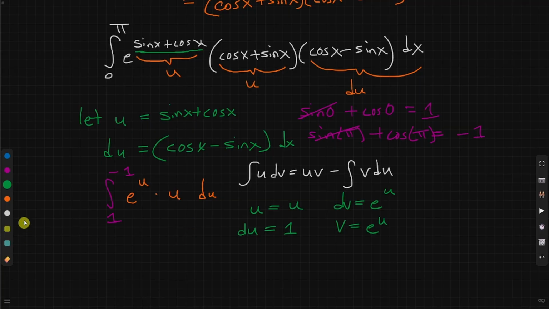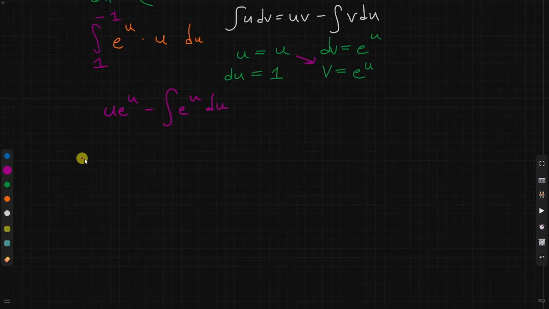So now, multiplying the u and v together, we get u times e to the u, and we subtract the integral of v times du. So v times du is just e to the u. So our antiderivative is going to be u times e to the u minus the integral of e to the u du, which we know is e to the u, and our plus c. However, this plus c is irrelevant now because this is a definite integral, so we can just cross that out.